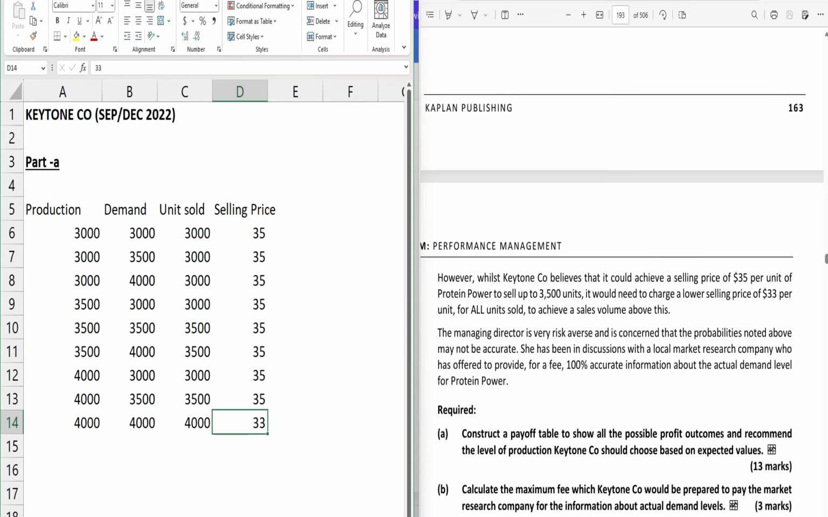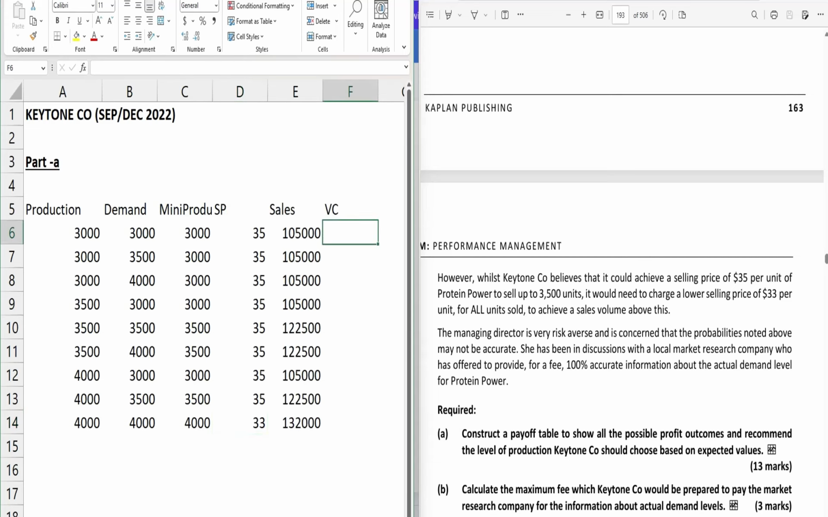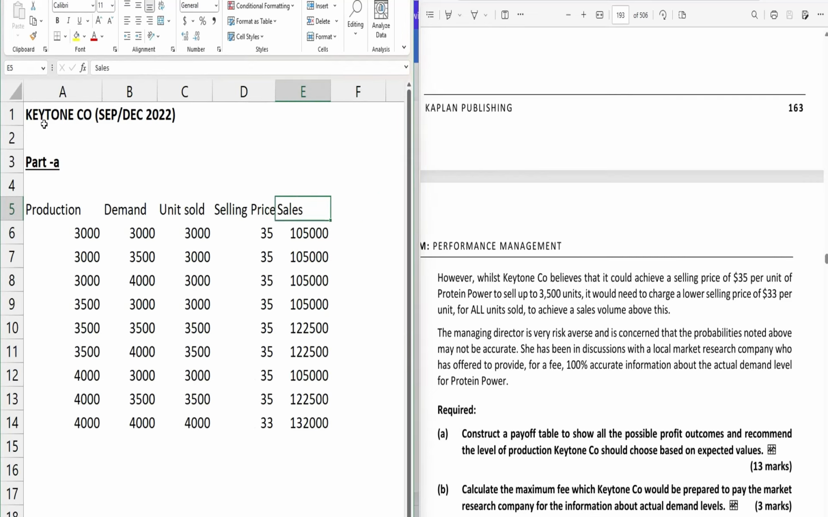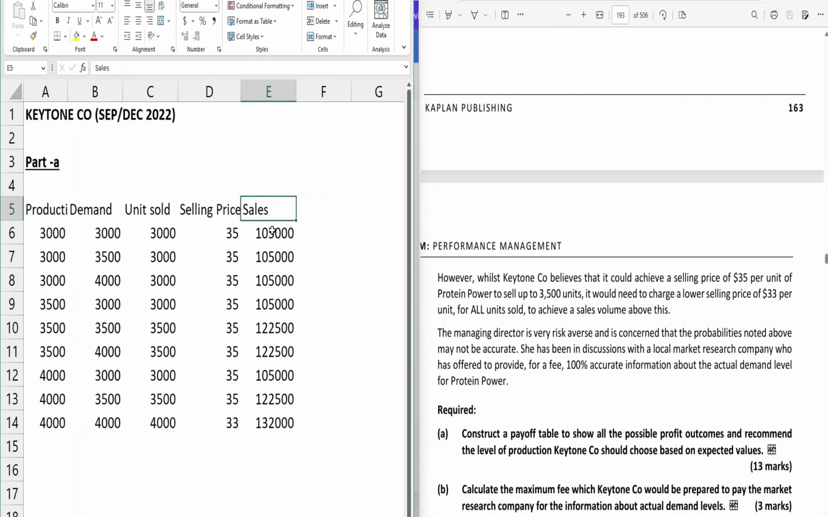All right, now it's time for the variable cost. But first, I have calculated the sales value, the revenue figure. So let me make it small. How I have calculated it: just multiplying the units sold by the selling price. And then I have copy-pasted it in the rest of the boxes. This is the sales, or revenue.